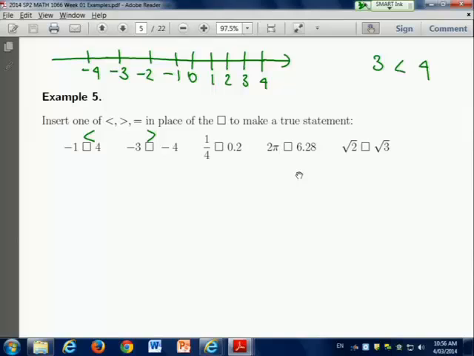All right, next one. 1/4 and 0.2. We can only compare them if we're thinking about them both in the same representation.